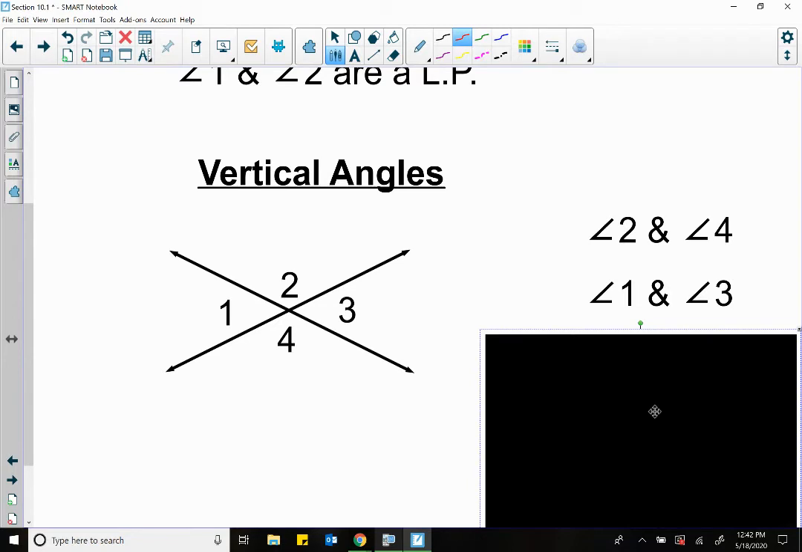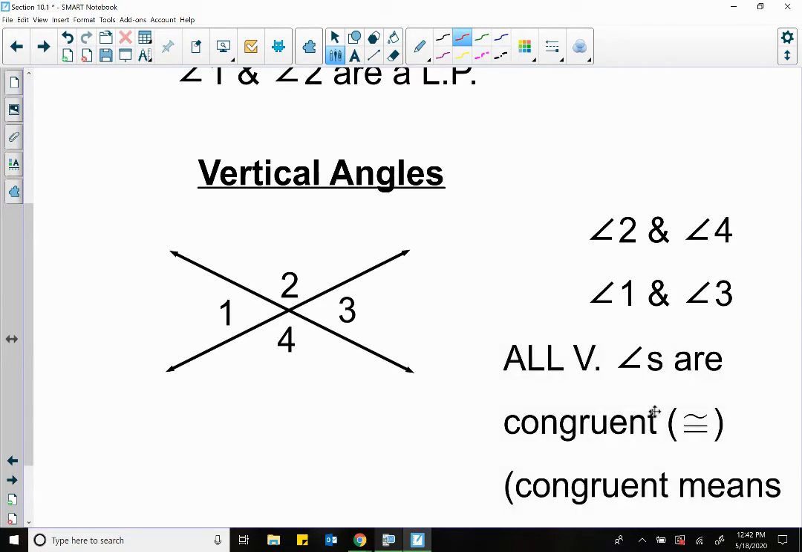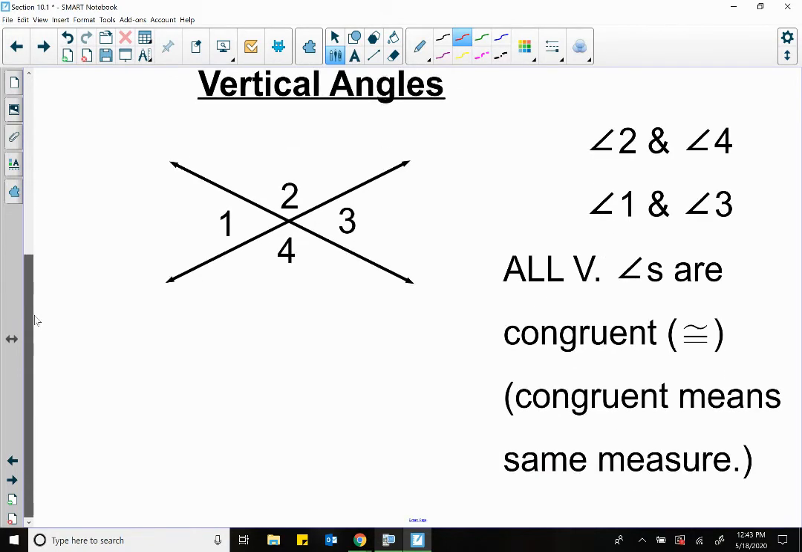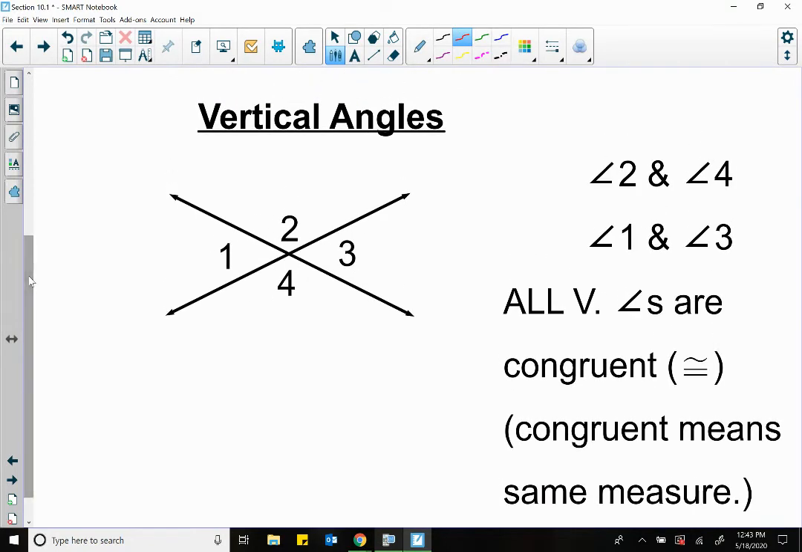What's cool about vertical angles is that they are always congruent. Congruent means they have the same measure. So if angle 2 was, let's say, 100 degrees, because angle 2 is vertical with angle 4, it is 100 degrees. If angle 1 was 80 degrees, that means angle 3 is 80 degrees, because vertical angles are congruent. They're across from each other.